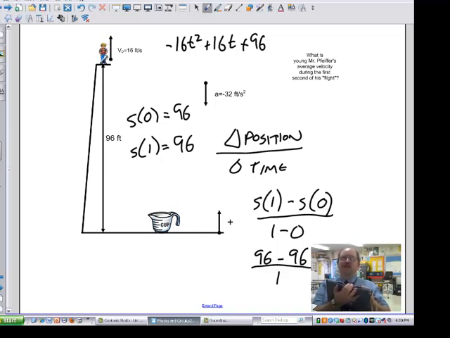Does that mean he wasn't moving during that time? No, of course he was moving. He went up, and then he came down, and it just so happened he went up for about a half a second and came back down for a half a second, and so his net change in position was 0, but clearly he was moving at that point, and so that's why average velocity is not necessarily a good indication of anything other than just a number, really.